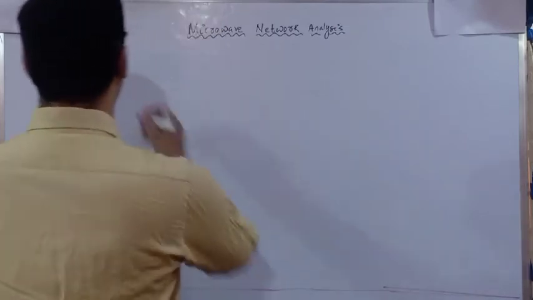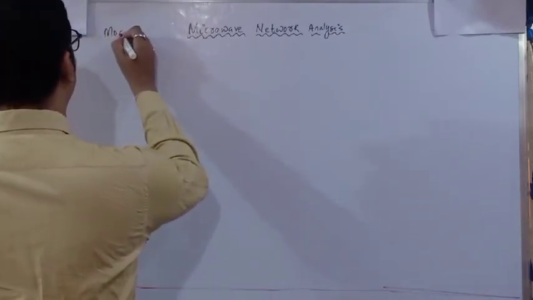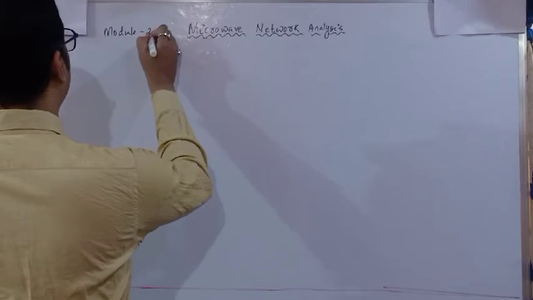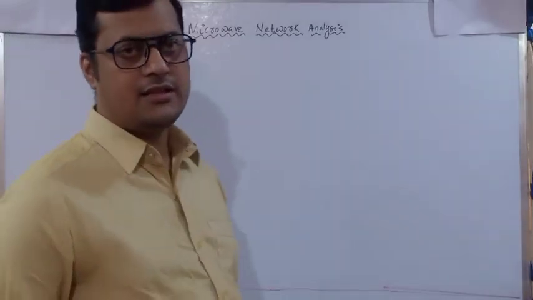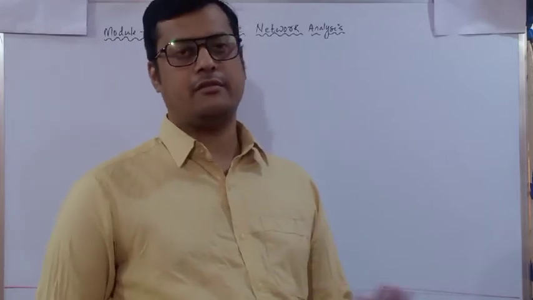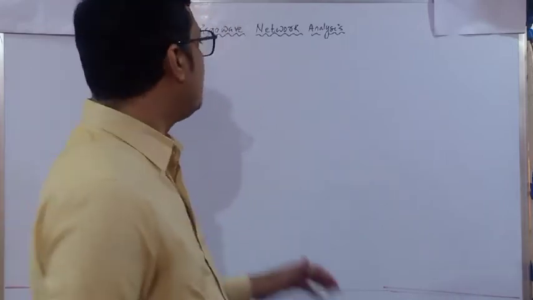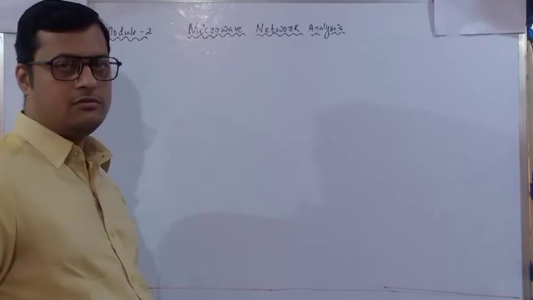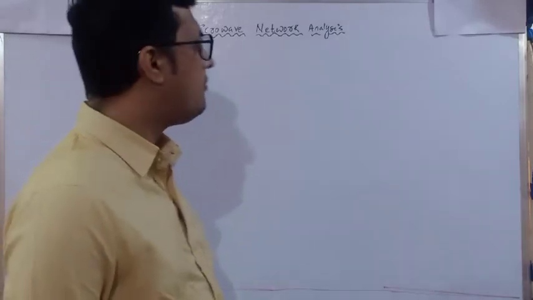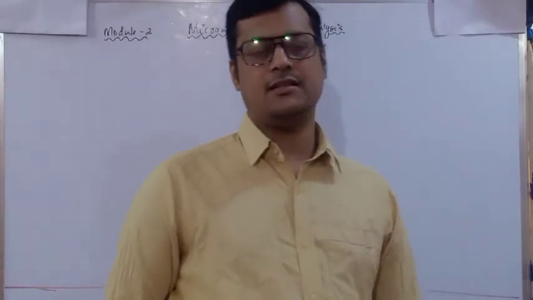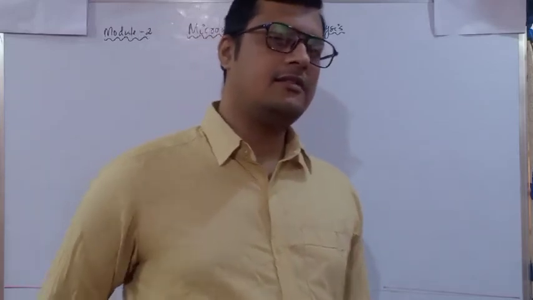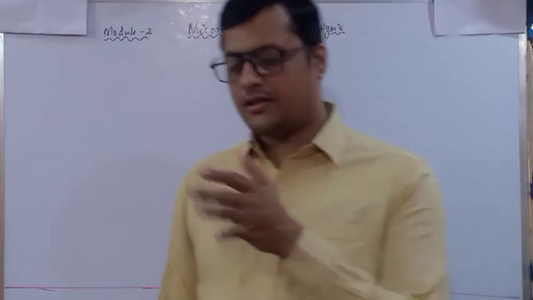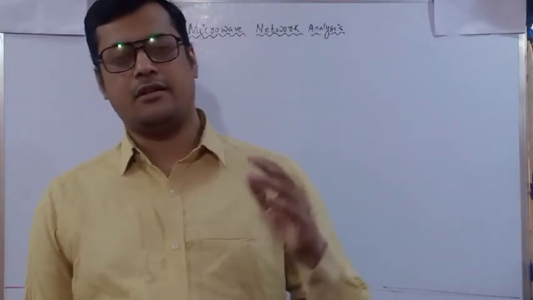This is module 2. Module 1 we have covered; only the Smith chart is left, but the rest of it we have covered completely. This is the first part of module 2, called microwave network analysis. Microwave network analysis has relations with the circuit analysis we have studied in our network theory.